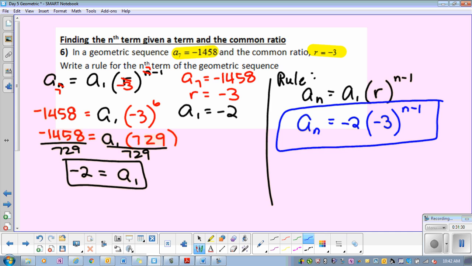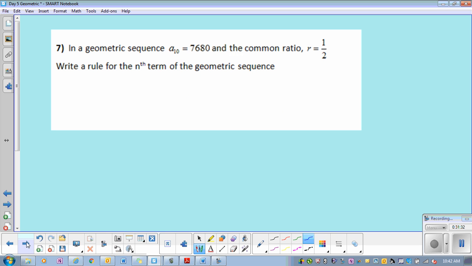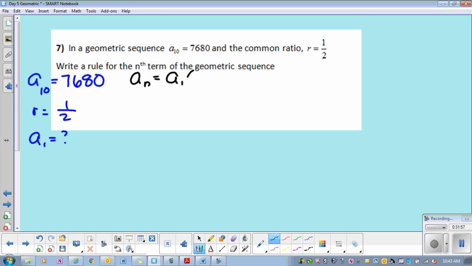All right, let's try this one. I'm going to work a little bit faster through this one, okay? Think about what we know. We know a sub 10 equals 7,680. We know that r equals 1/2. Guys, you need to find a sub 1, right? So I'm going to plug it into a sub n equals a sub 1 times r to the n minus 1 power.